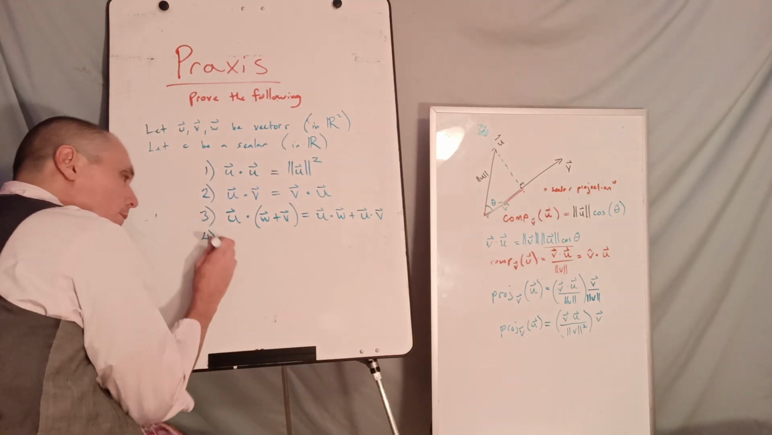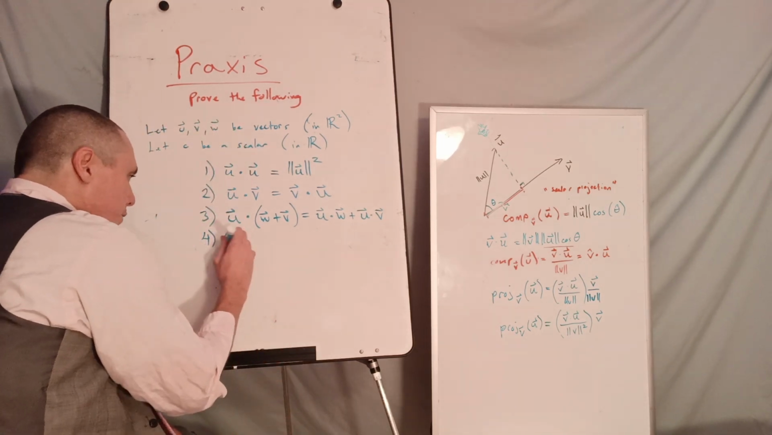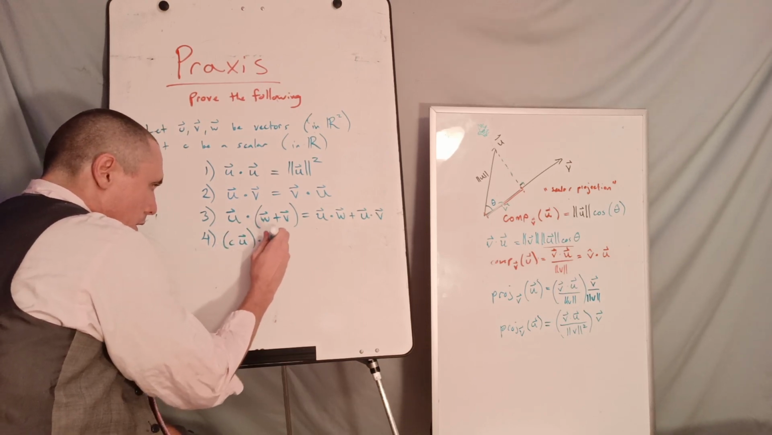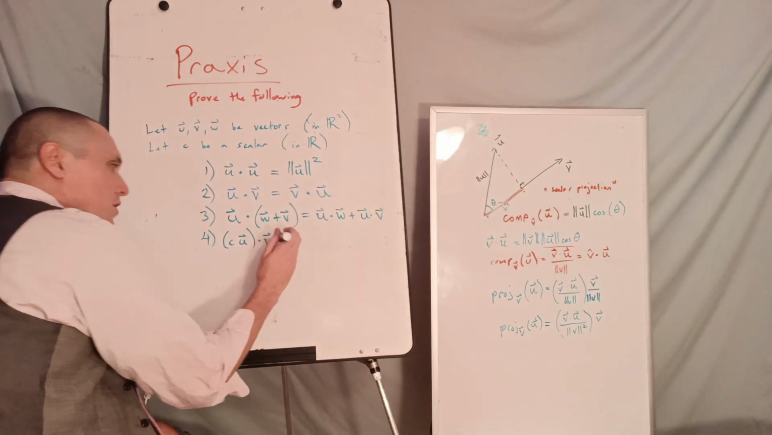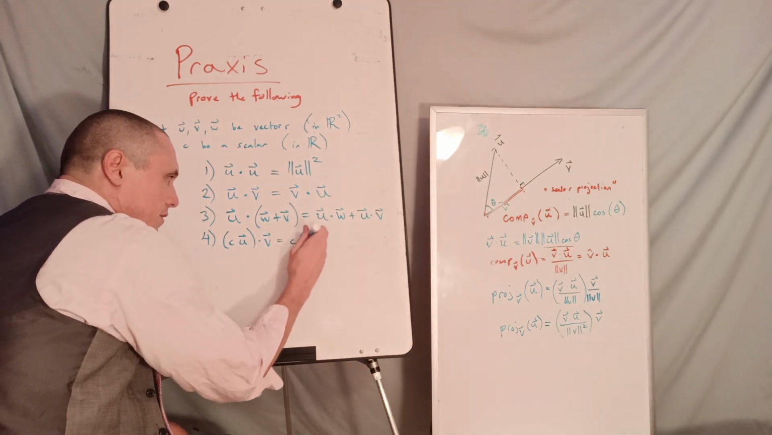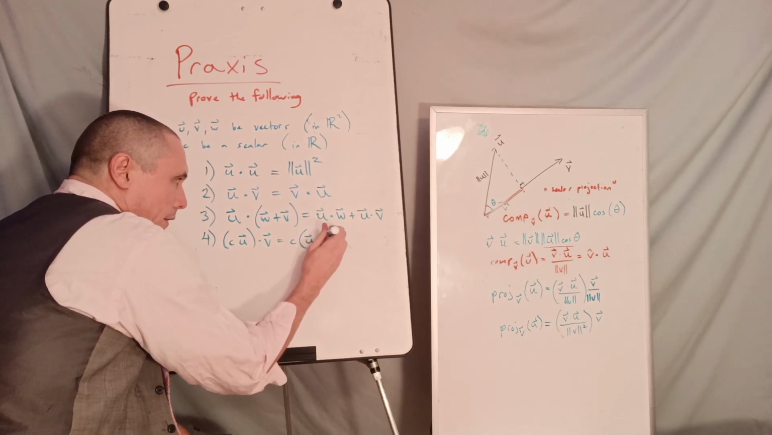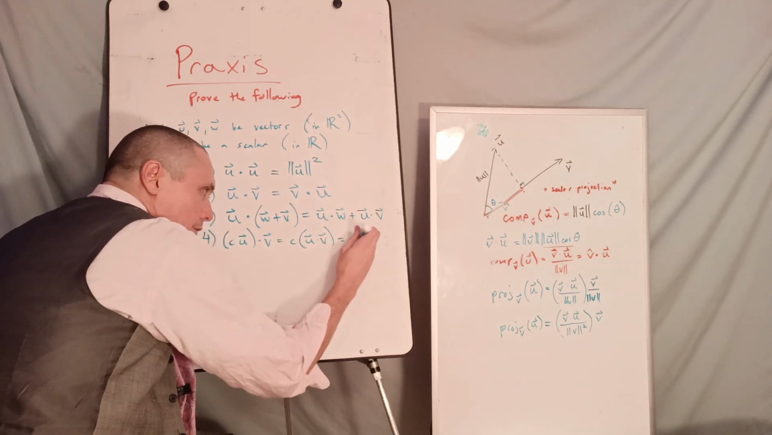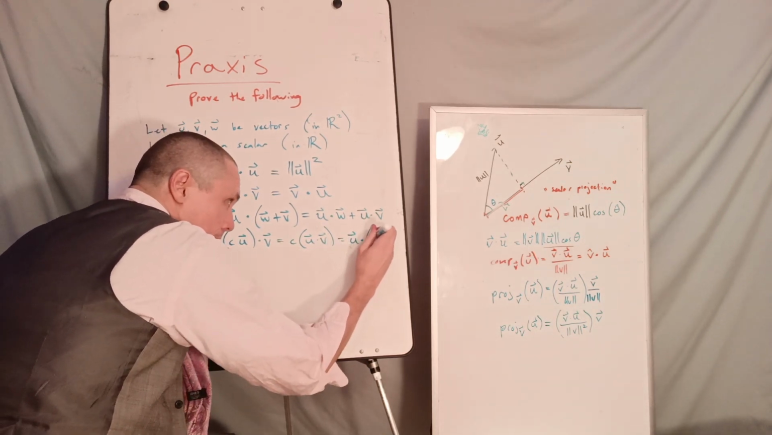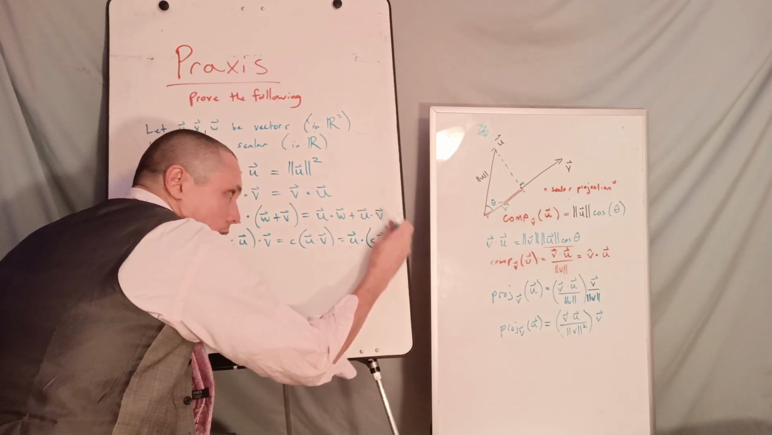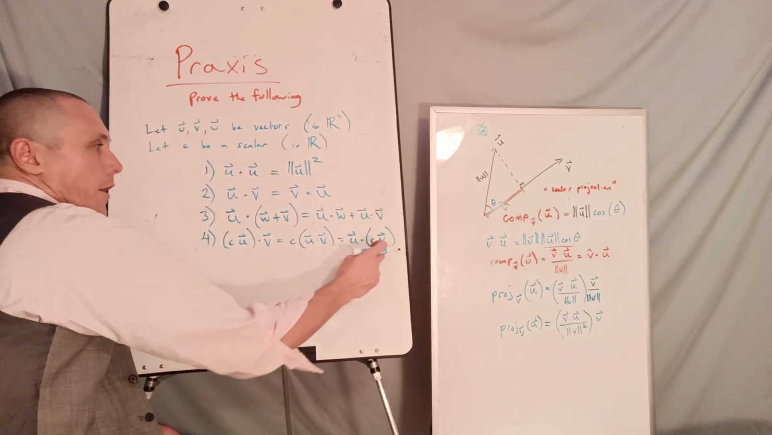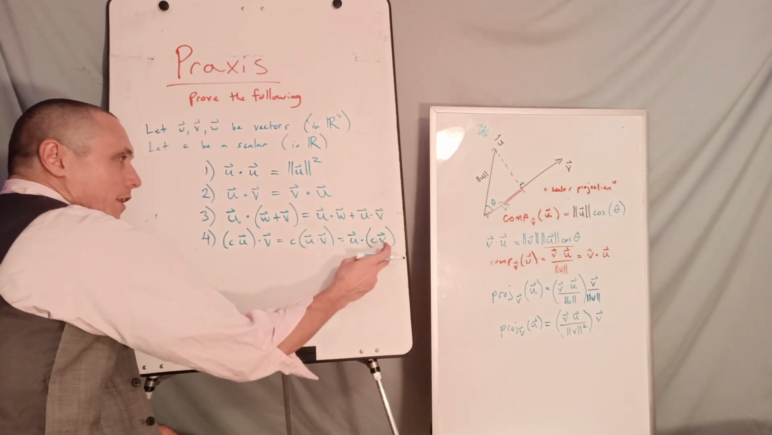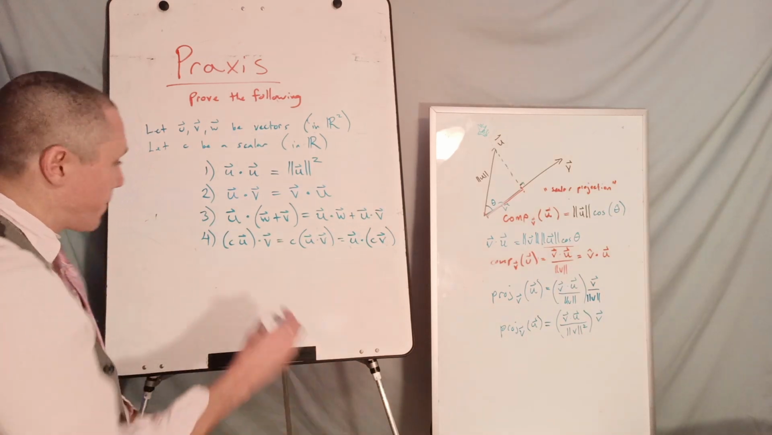Number 4, it's associative with scalar multiplication, and I mean that in the following sense. If I take a scalar multiple of u and dot it with v, that's no different than taking the scalar and multiplying it by the dot product of the two vectors. And in fact, I could even pass it into v if I wanted to. And in this sense, it doesn't matter who I'm scaling, u or v. You get the same number no matter what.